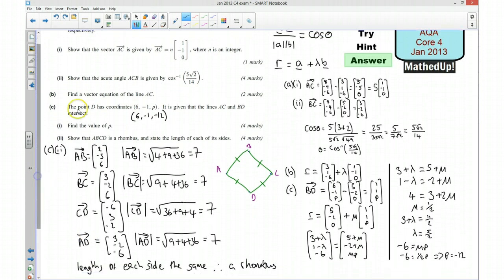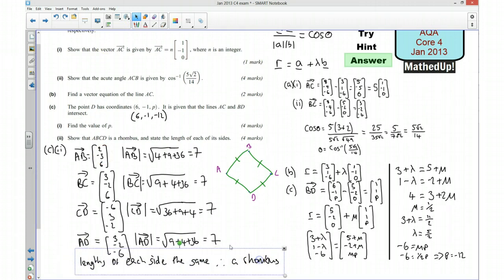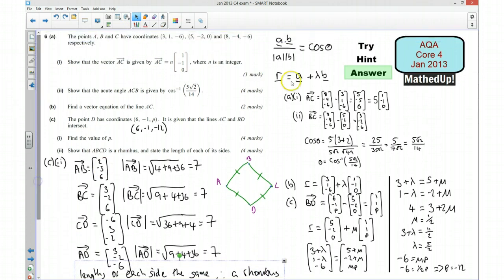And there you go. So that's the whole question there. I hope you found that useful, and there's quite a lot of work in there. So hopefully you've followed it as we've gone along.